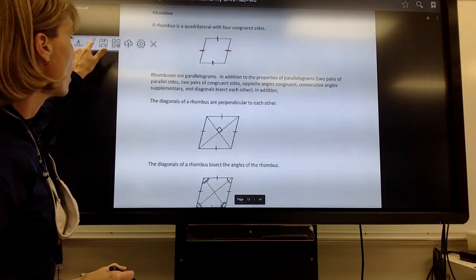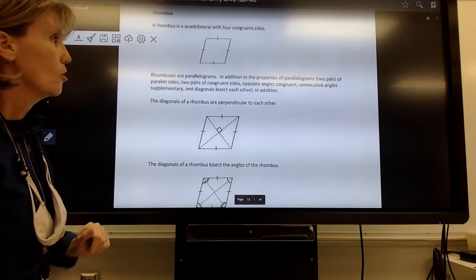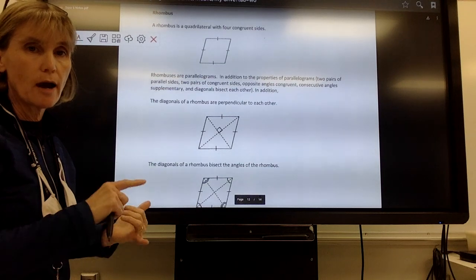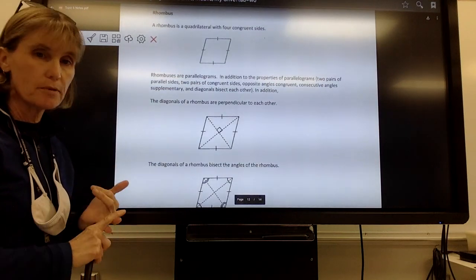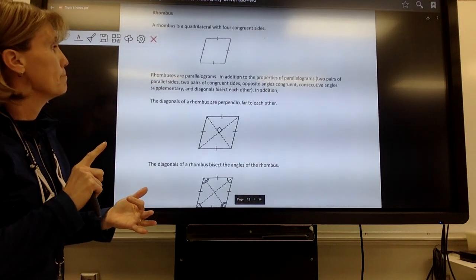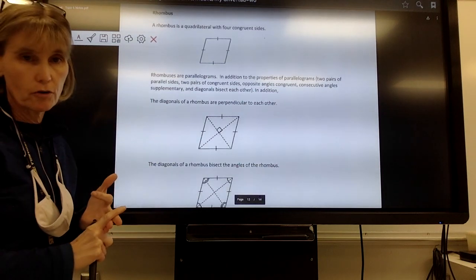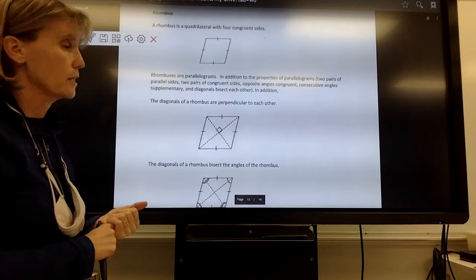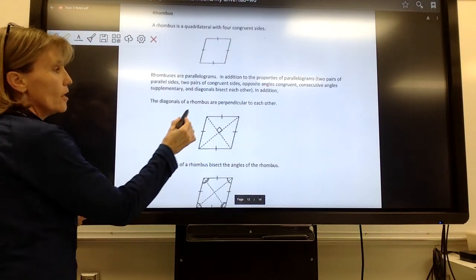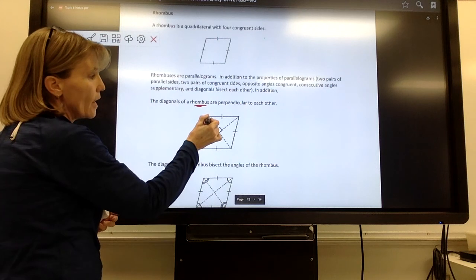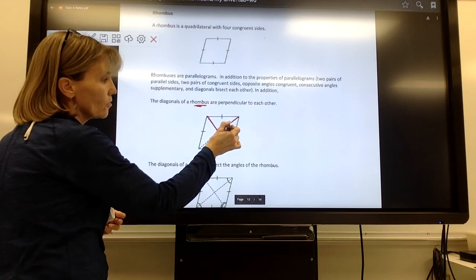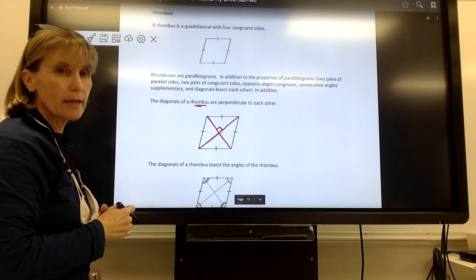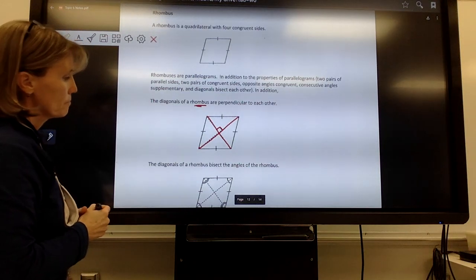It says that rhombuses are parallelograms, so we have all 5 of those properties that we listed on the previous page. Opposite sides are parallel. Opposite sides are congruent. Opposite angles are congruent. Consecutive angles are supplementary, and diagonals bisect each other. And in addition to that, if we have a rhombus, the diagonals are perpendicular to each other. Perpendicular means that we have a right angle there. They're 90 degrees there.